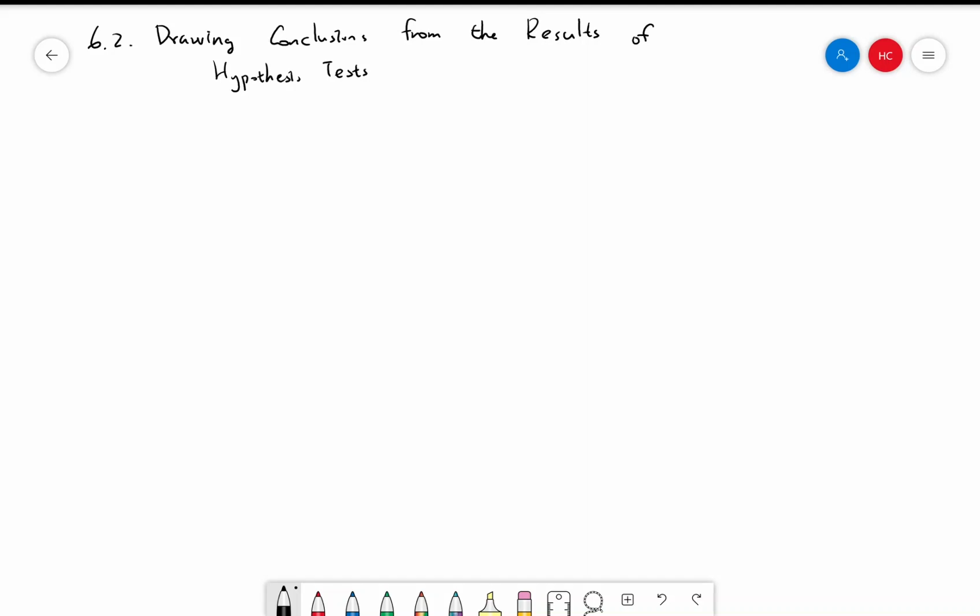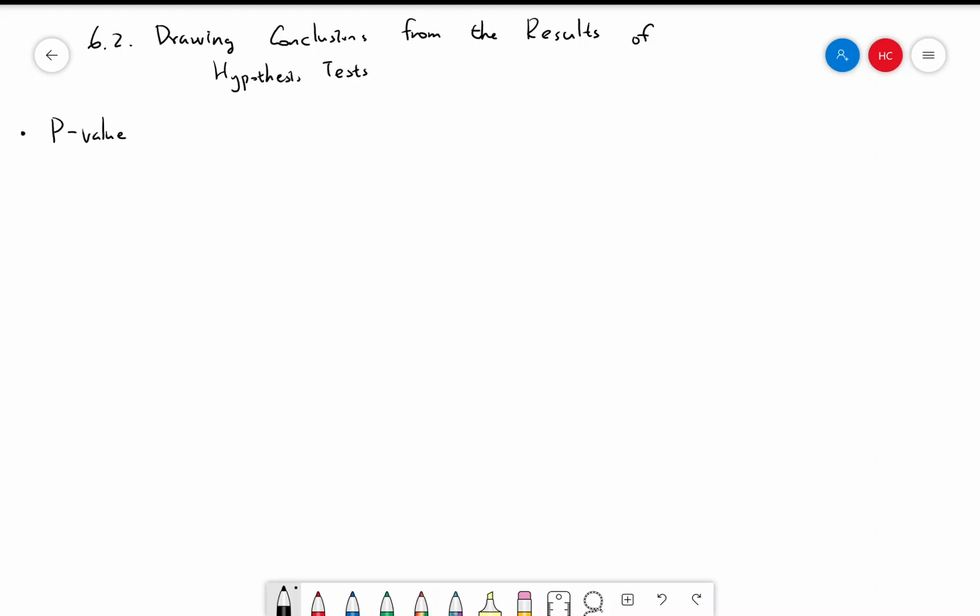Alright, so this is on section 6.2, which is on drawing conclusions from the results of hypothesis tests. In the previous section, we learned how to calculate the p-value of the hypothesis test. And today we're going to learn how to use the p-value to draw a conclusion.